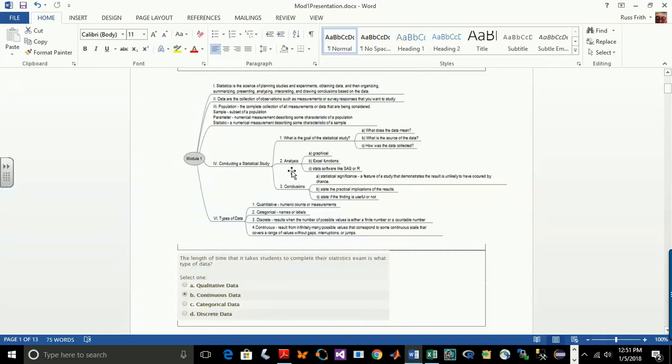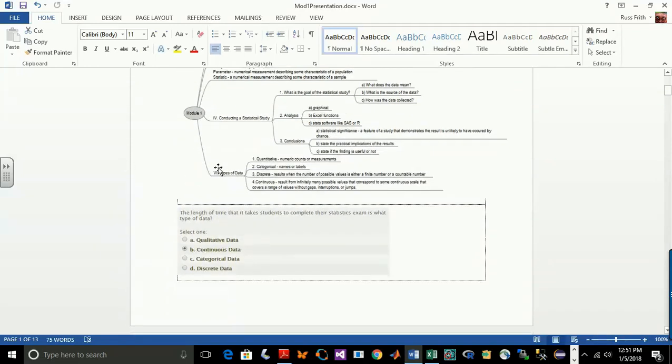When you generate a statistical result, you want to know if the result is meaningful. So I will show you how to determine if your statistical result is meaningful. You want to state the practical implications of the results, and then you want to state if the finding is useful or not, and if it can be leveraged to do something meaningful. So again, these 3 things were questions that you generally answered in your Module 1 discussion post.